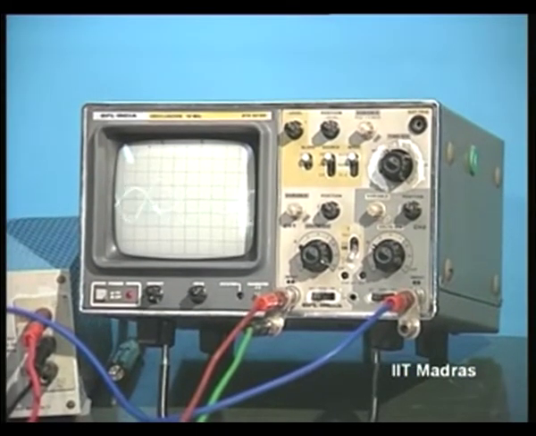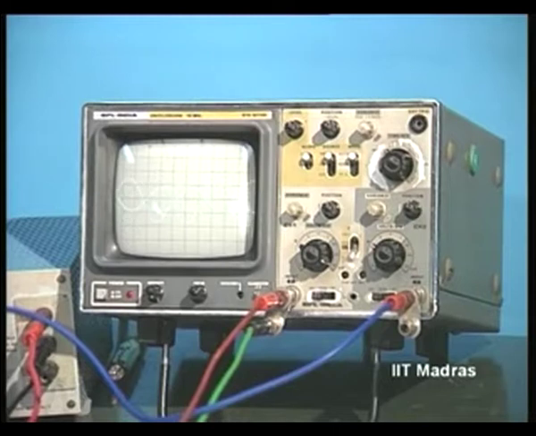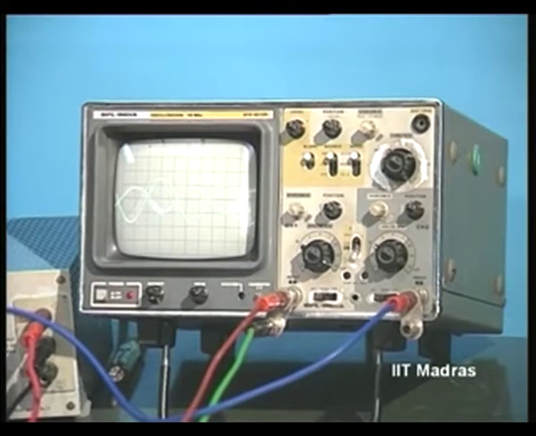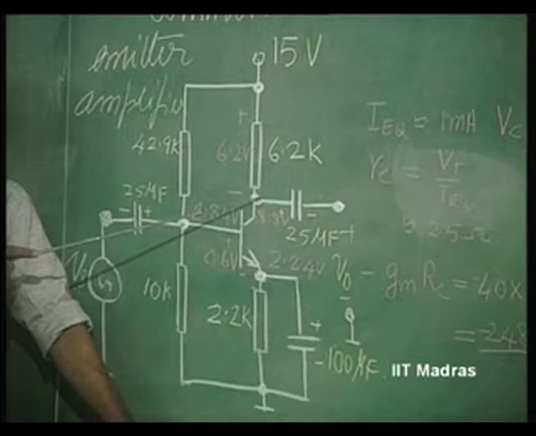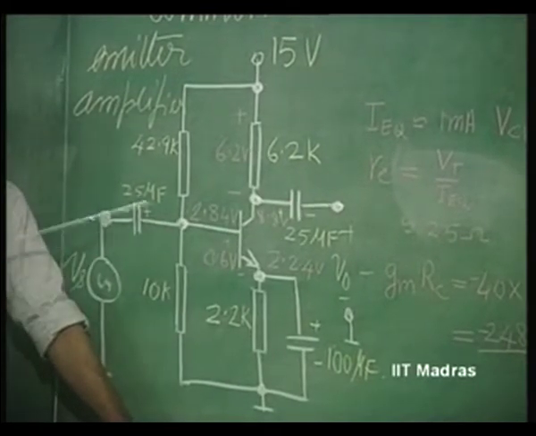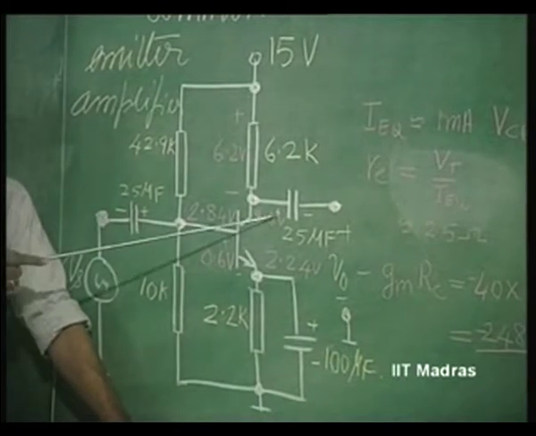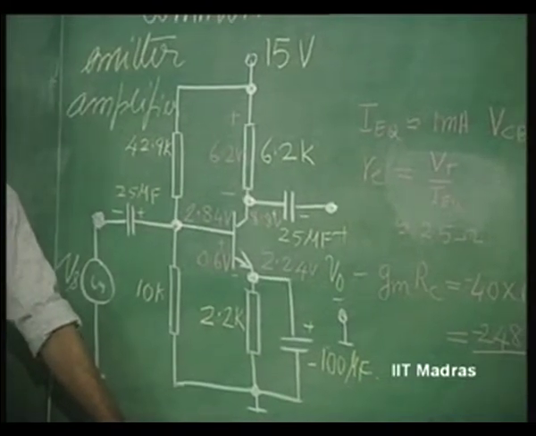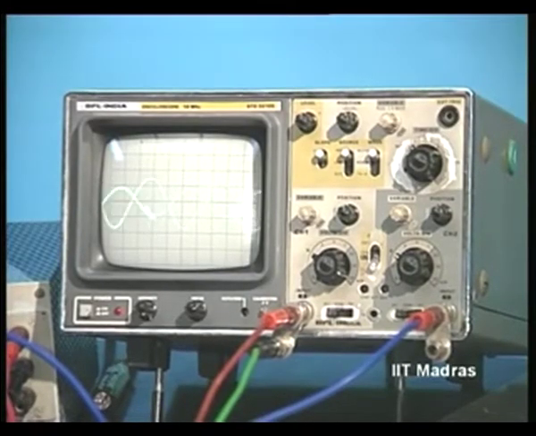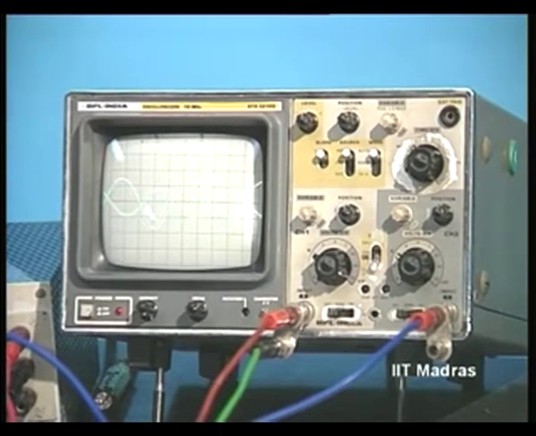You can see the output and input waveform, and there is a phase shift of 180 degrees. This is the output point, taken through the capacitor, and the input is here. These 2 waveforms are shown on the oscilloscope. So, you can see that there is a phase shift. When the voltage at the input is increasing, the output is decreasing. Can you see that?